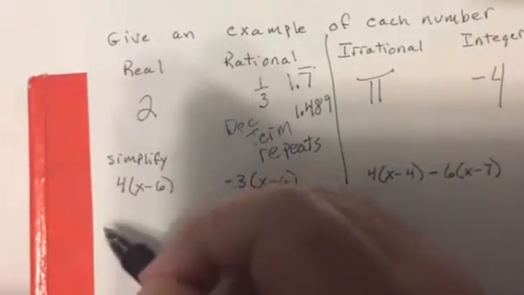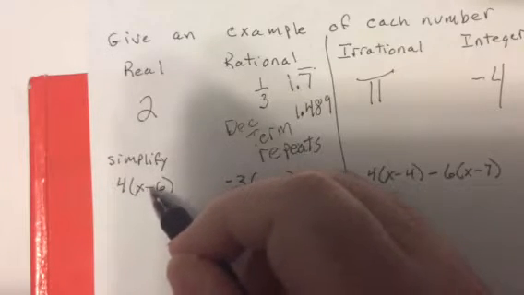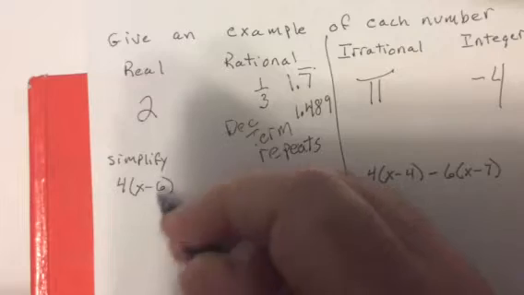Now, distribution. Whenever you have something next to parentheses, that means multiply. If it's a sum or difference, you have to multiply that to each term.